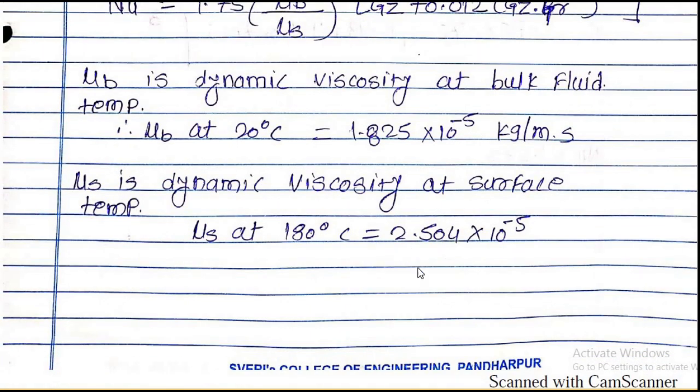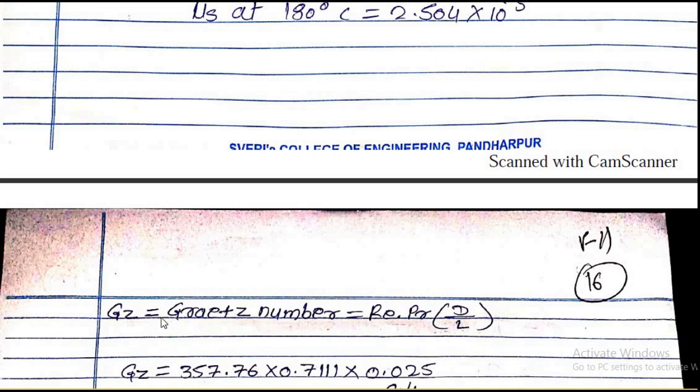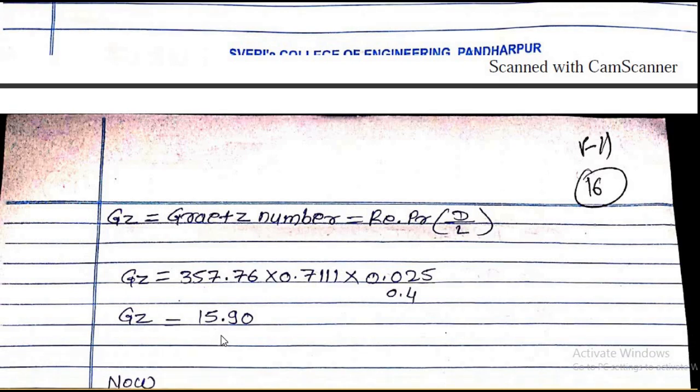Then we have to find out the Graetz number. In this particular case, the Graetz number is written as Reynolds number multiplied by Prandtl number multiplied by d divided by L, where d is the diameter of the cylinder and L is the length of the cylinder. The Reynolds number we have already calculated, 357.76, multiplied by the Prandtl number from the property table, 0.7111, multiplied by diameter 0.025, divided by the length of the tube, 0.4. So we get the Graetz number as 15.90.